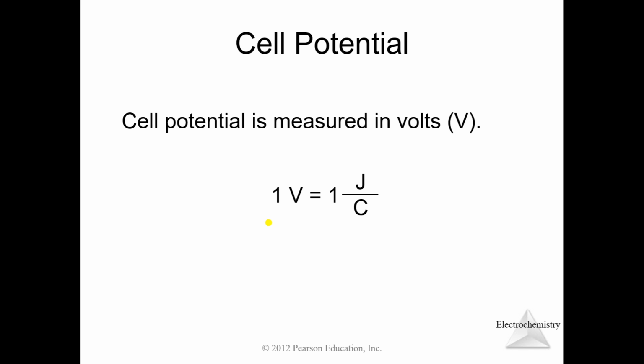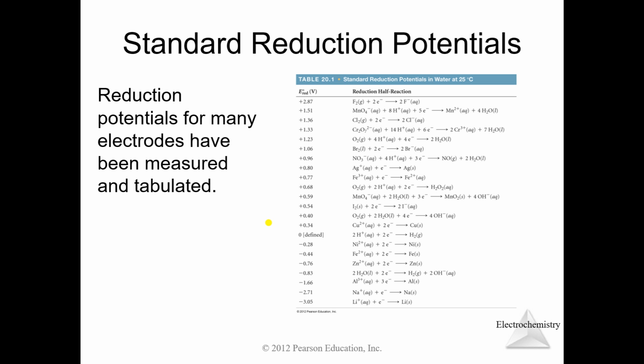So we can measure it in volts, and this will be given to you on your useful information sheet for your final. But 1 volt is equal to 1 joule per coulomb. And reduction potentials, meaning what's going on, are on a table. You don't have to memorize this table. You don't have to know this table. The values will be given to you, but you do need to know how to use them, and you do need to understand what they mean.